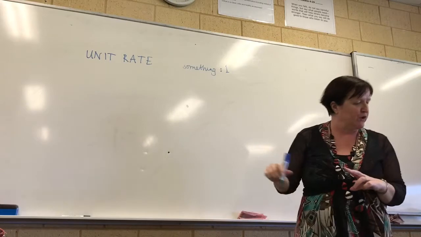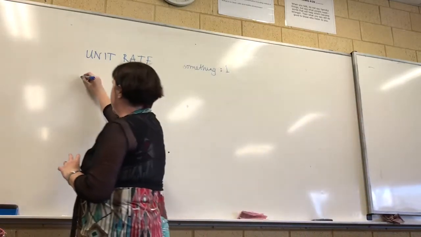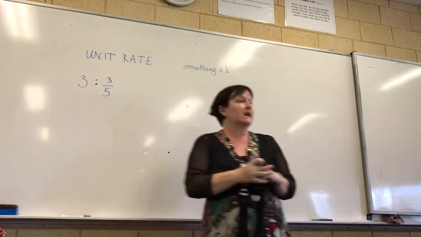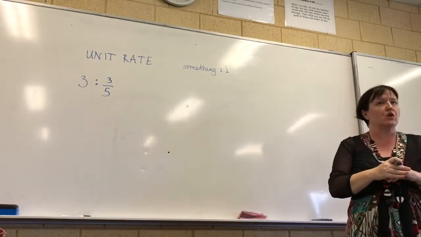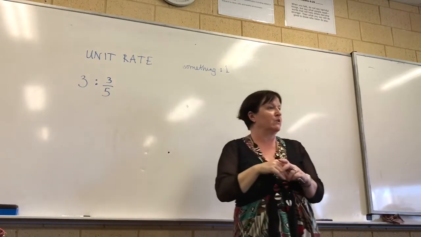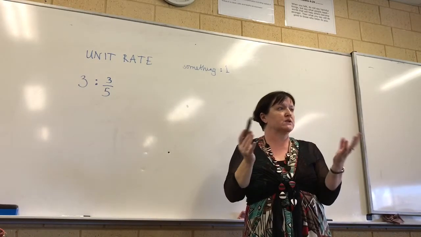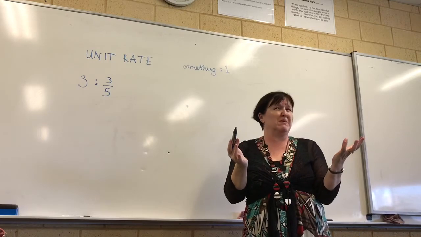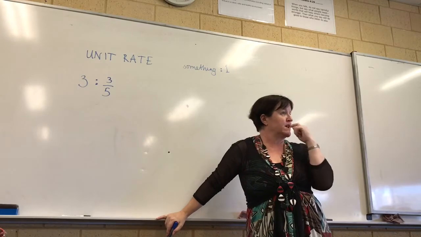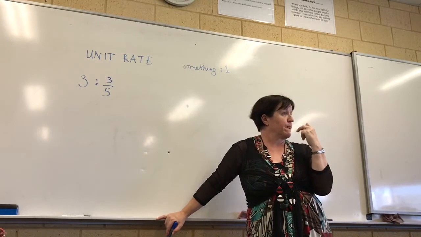Right, so let's have a look. We've got 3 to 3/5 then. Now, we've obviously got to make the second bit of the ratio into 1 whole 1. That's going to be a bit tricky. So what do you think we need to do first? Tyler? You put the 3 into the fraction.